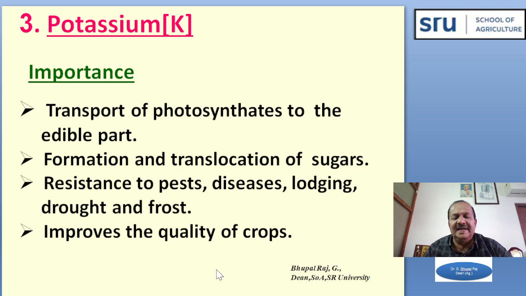For example, in paddy, grain filling capacity is good, so we do not get chaffy grains. That is the quality of crops. In other crops it also improves quality. Tobacco leaf quality it improves, and like that it improves the quality. And pest and disease attacks will be less when you apply the recommended dose of potassium.